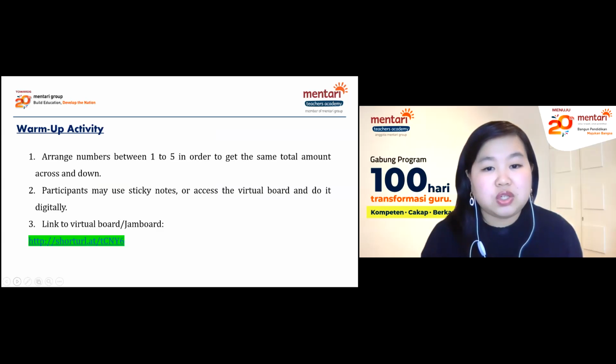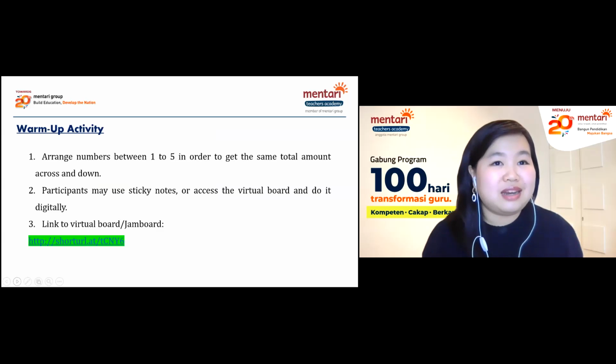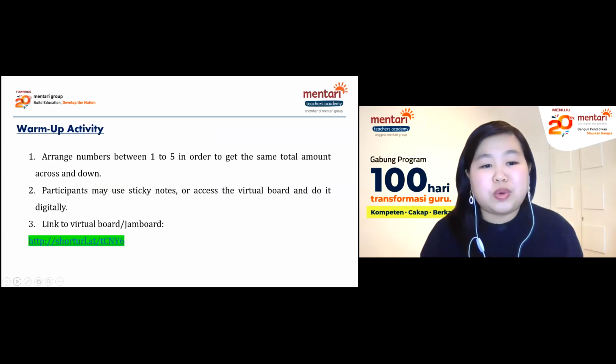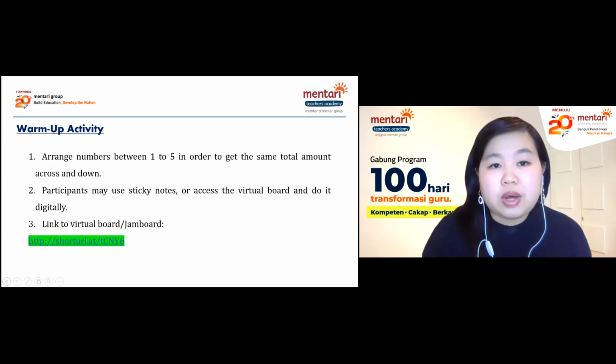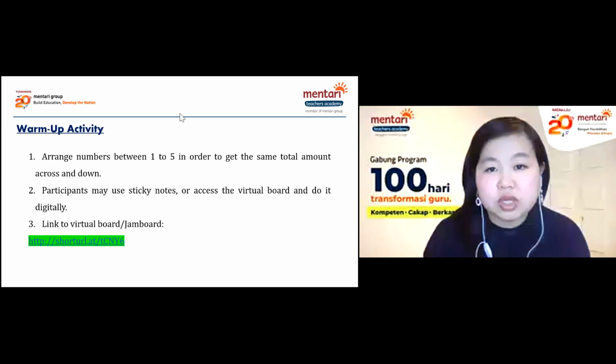So there are 5 integers, 1, 2, 3, 4, and 5, to be arranged in order to get the same total amount across and down. Each one of you may use sticky notes, or if you would prefer the digital version of this activity, you may access a virtual board that I have set up for you, and you may conduct the same kind of activity digitally. I understand that in the context of online learning, each one of us might be wondering sometimes, how can we exchange an activity that we would normally do on an offline session to an online one? So I believe Ocha has shared a link to a Jamboard with all of you.